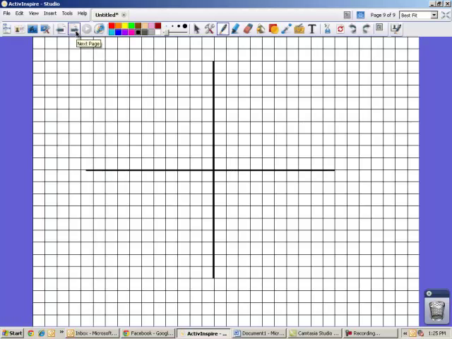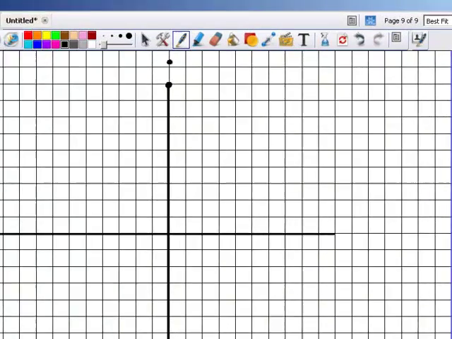Okay, so the first thing you want to do is put in your vertex, which was 0, 9. So 1, 2, 3, 4, 5, 6, 7, 8, 9. And you can do your foci. So 10.3 would be right here, and then right here. And I'm going to label those. Focus.